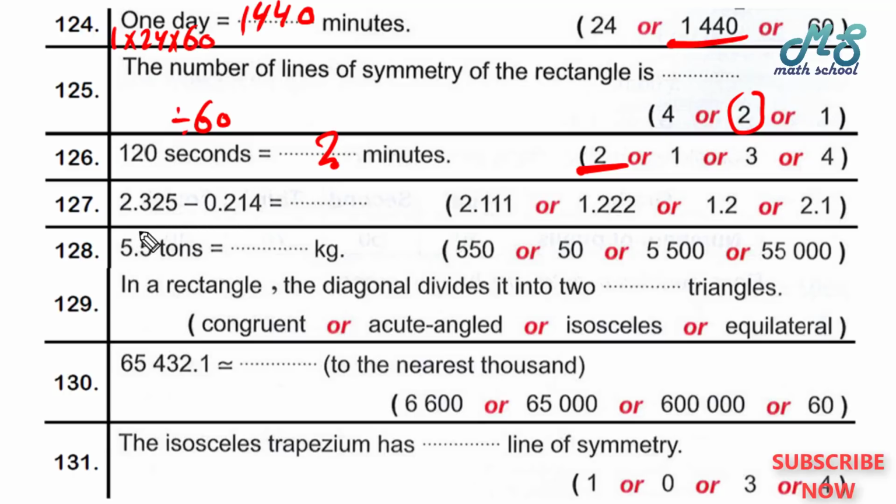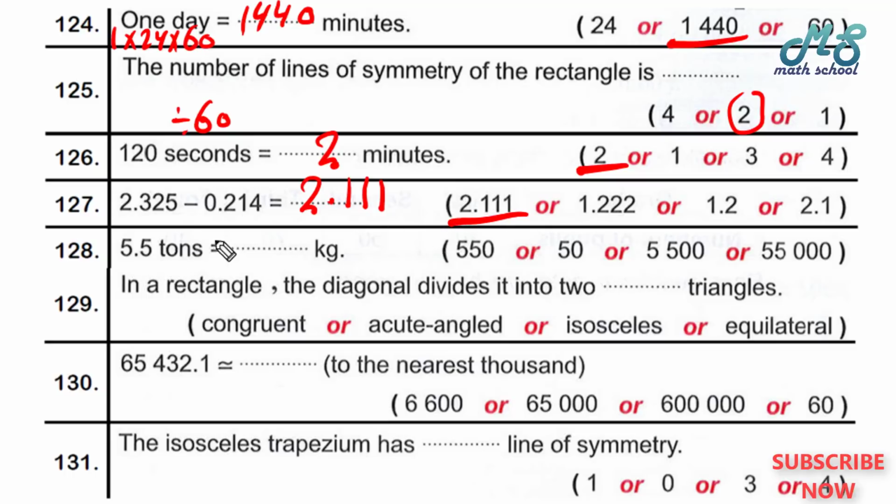The next one is subtracting. 5 minus 4 equals 1. You can write them vertically so you don't get confused. 3 minus 1 equals 1. 3 minus 2 equals 1. Bring down the decimal point. 2 minus 0 equals 2. So it will be 2.111. So the correct answer will be the first one.